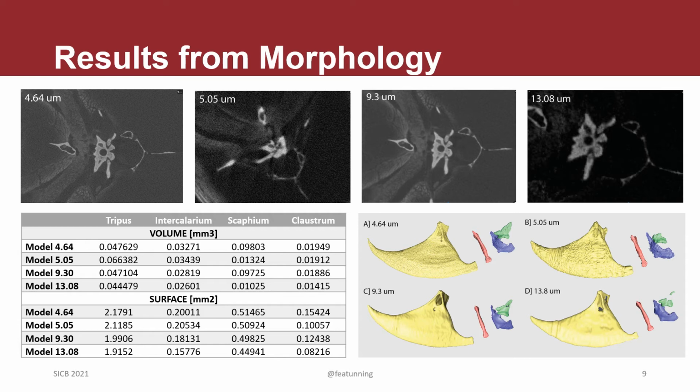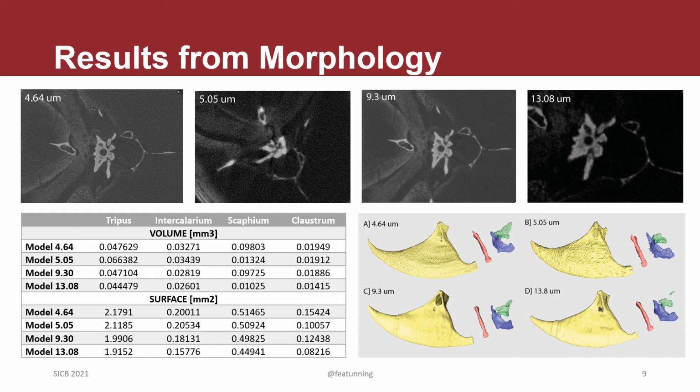Model 464 has a complete Weberian apparatus with all the ossicle details, whereas the other three models show more or less incompleteness in the claustrum and the foramen at the superior process of the tripus. On the other hand, the overall shape of the tripus exhibits no visual differences across models. Considering that model 464 is the most accurate model, we'll use it as a reference point for comparison with the other models.